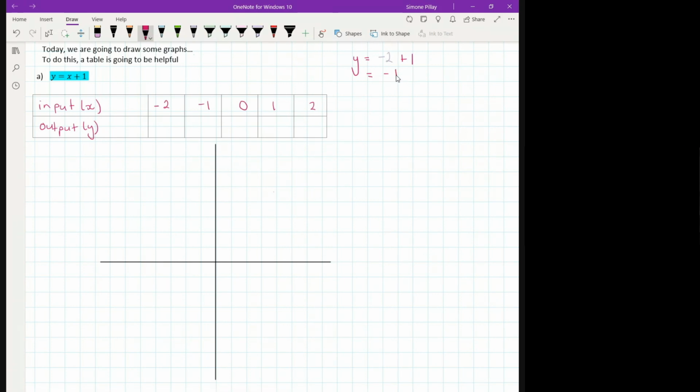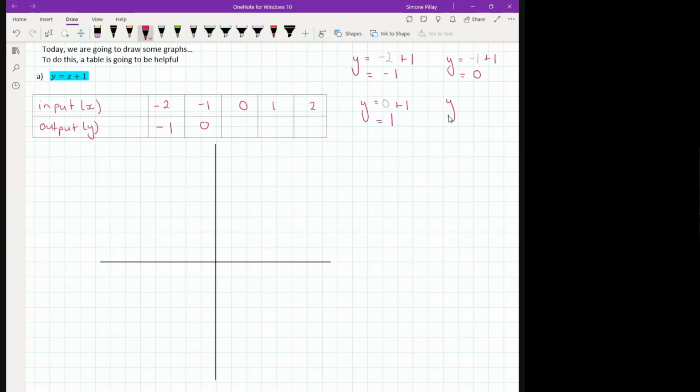-1. Yes. And then if we have an input of -1, it's going to be -1 plus 1. What is my output going to be then? 0, ma'am. 0, right? When I have my output of 0, it's going to be 0 plus 1. What's my output going to be here? 1, ma'am. 1. Thank you, guys.